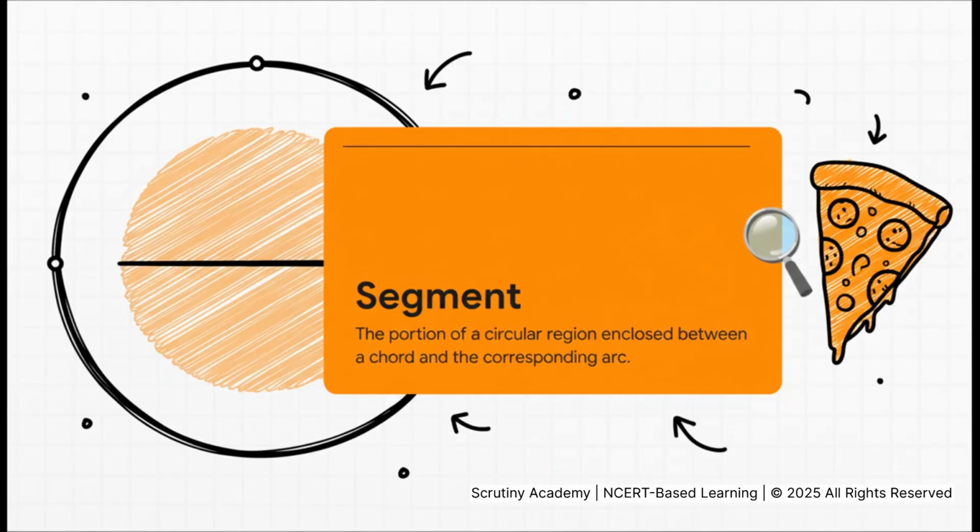All right, our second piece is called the segment. This is the area between a chord, and a chord is just a straight line connecting two points on the circle's edge, and the arc. A really great way to picture this is that part of your pizza slice that's just the crust.